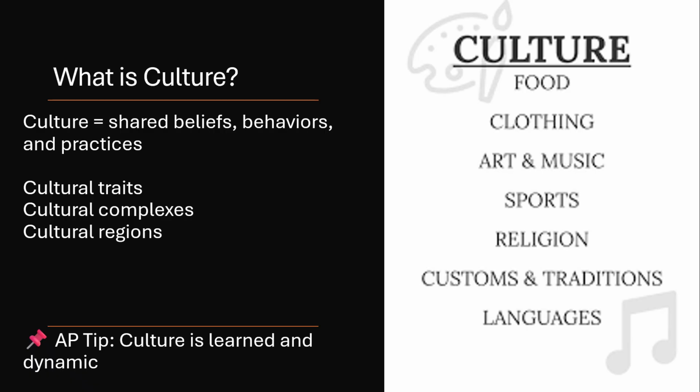First thing, what is culture? Culture is the shared beliefs, behaviors, and practices of a group of people. Cultural traits, cultural complexes, and cultural regions all exist within a culture. And culture is learned and it is dynamic, and it includes so many things: food, clothing, art, music, things that are seen and things that are not seen.